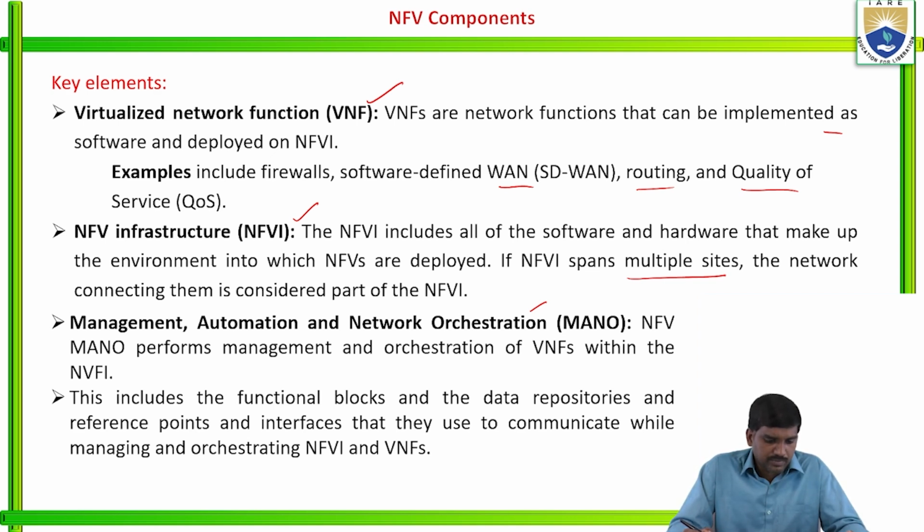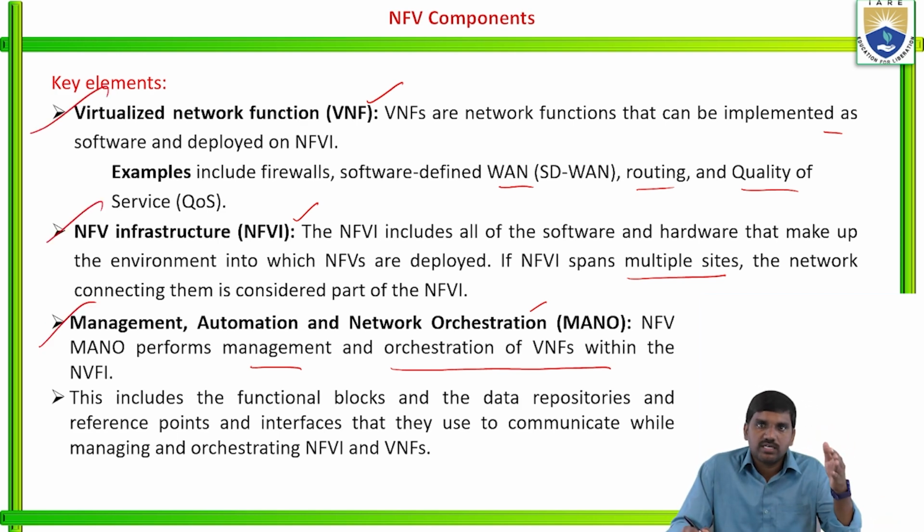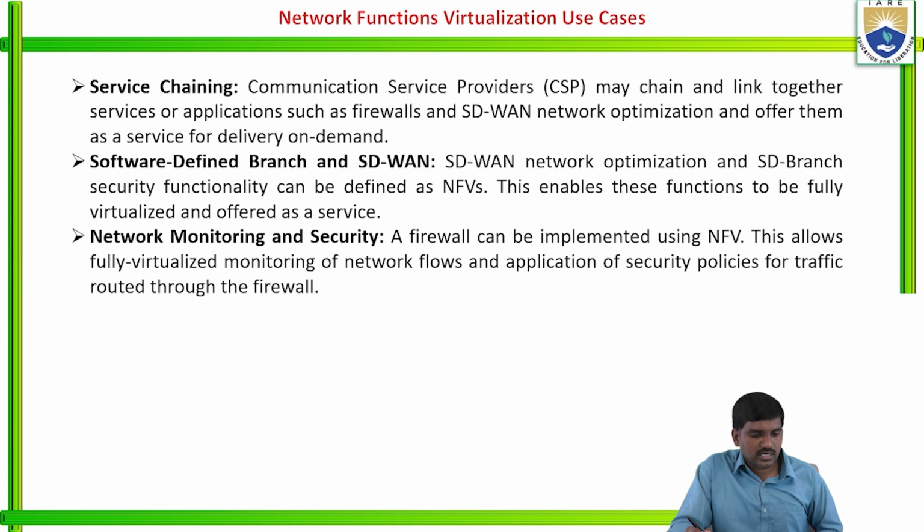Next is management, automation, and network orchestration, shortly MANO. NFV MANO performs management and orchestration of VNFs within the NFV network. So these are some key elements of network function virtualization: virtualized network function, infrastructure, and management, automation, and network orchestration. And service chaining, software defined network branch and SD-WAN, network monitoring and security. So these are some key elements of NFV.